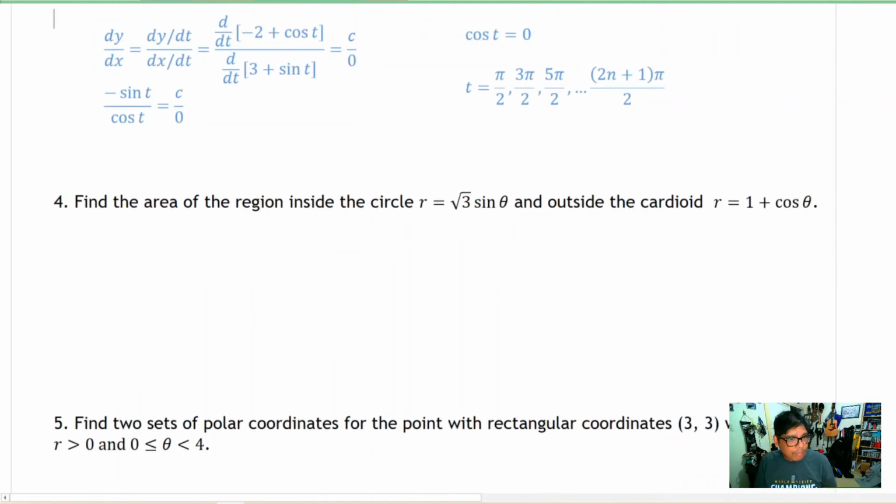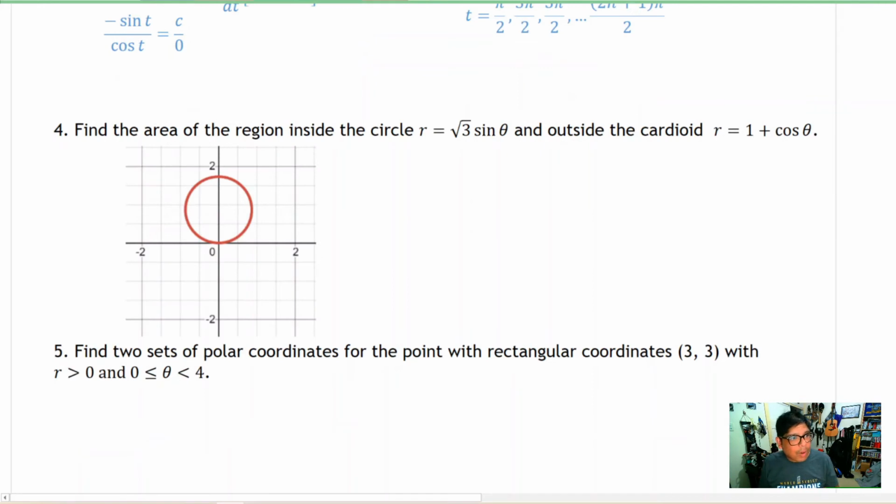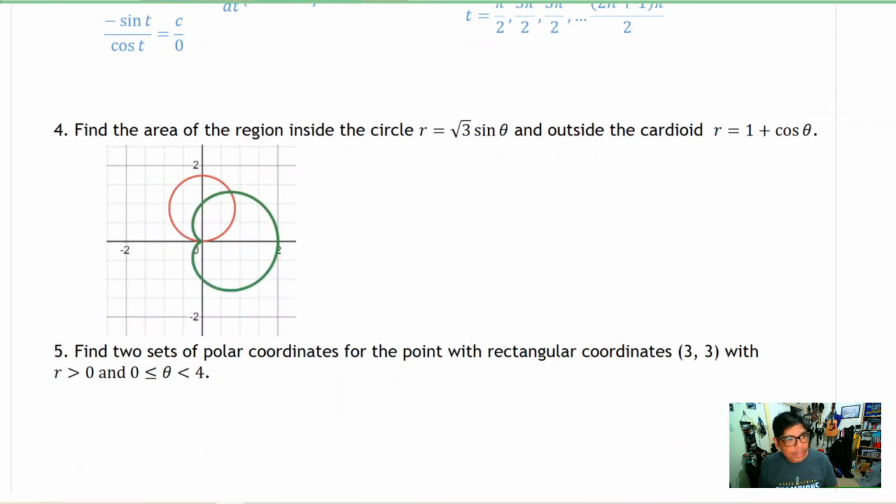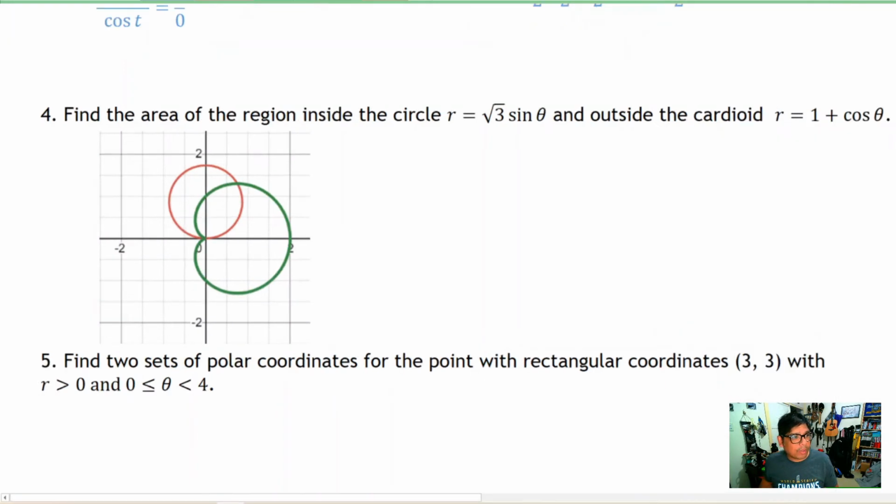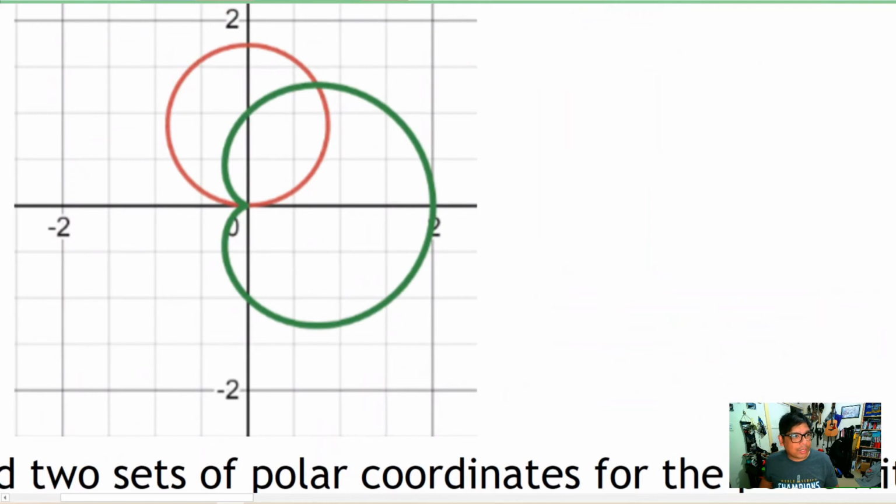Let's slide on down and take a look at number 4. Find the area of the region inside the circle r equals root 3 sine theta and outside the cardioid 1 plus cosine theta. Here's our graph of root 3 sine theta, and then here's our cardioid 1 plus 1 cosine theta.